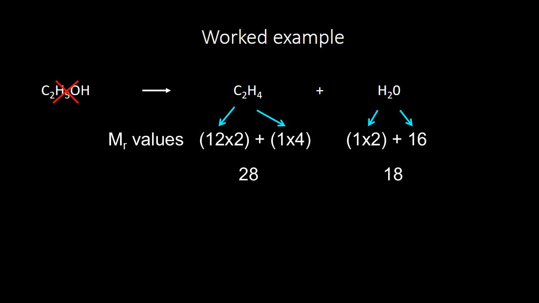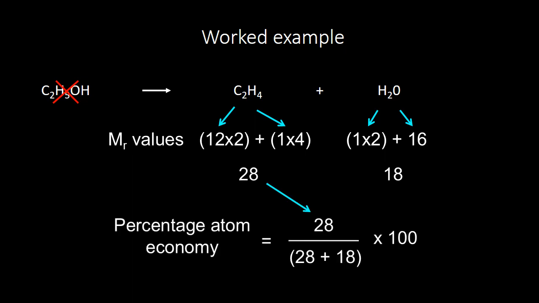And then again, you just apply the formula. The formula being the mass of the useful product divided by total mass of all the products, and then you multiply that by 100. So we've got 28 because our useful product in this case was C2H4. I know that there wasn't actually a question on top of this, but if there was a question, they would tell you what the useful product is, in case you were wondering. And if you've done the calculations, that should give you 60.9%.